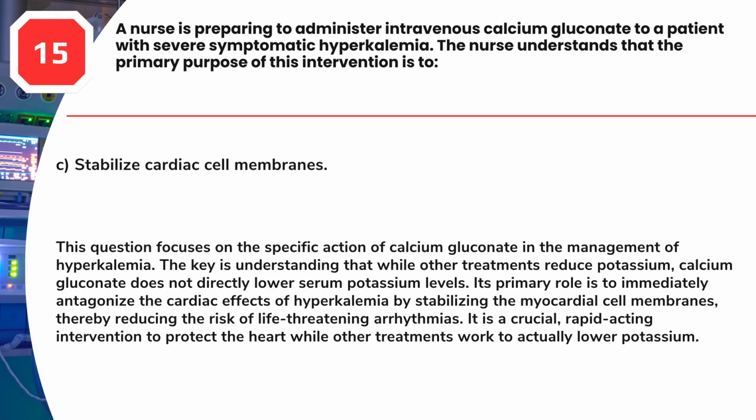Answer, C. Stabilize cardiac cell membranes. This question focuses on the specific action of calcium gluconate in the management of hyperkalemia. The key is understanding that while other treatments reduce potassium, calcium gluconate does not directly lower serum potassium levels. Its primary role is to immediately antagonize the cardiac effects of hyperkalemia by stabilizing the myocardial cell membranes, thereby reducing the risk of life-threatening arrhythmias. It is a crucial, rapid-acting intervention to protect the heart while other treatments work to actually lower potassium.